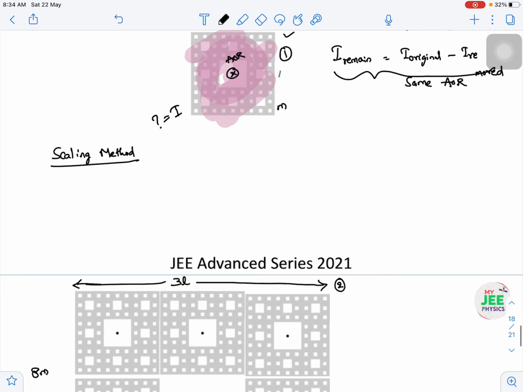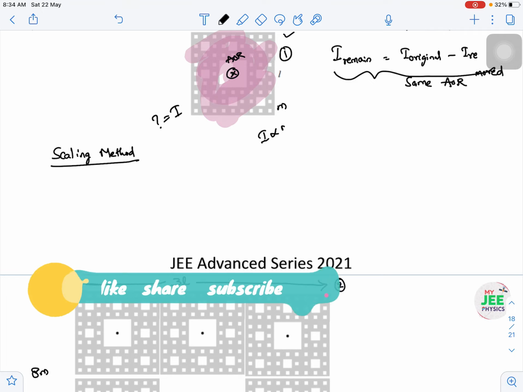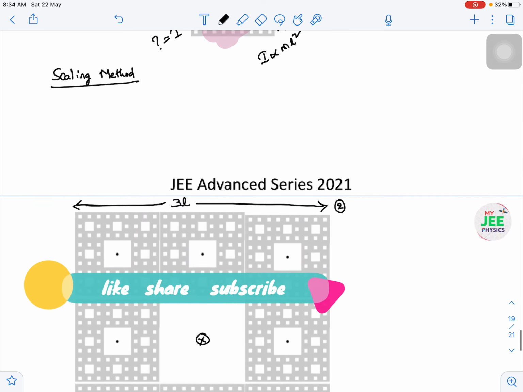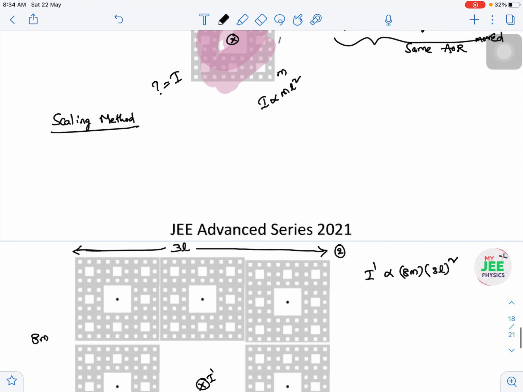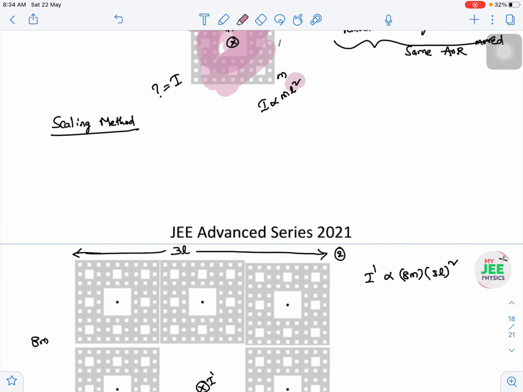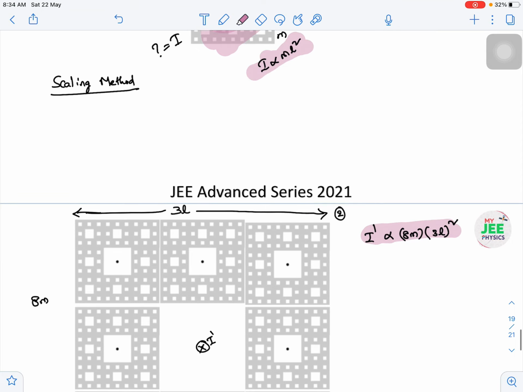We know that the moment of inertia of an object is proportional to the mass of the object and the dimension squared. Similarly, the moment of inertia of this object I am taking as I dash. Then I dash is proportional to mass 8M into dimension 3L whole squared. Hope you are understanding. This is the required moment of inertia, and this is the moment of inertia we developed. Then what is the relation between these two?